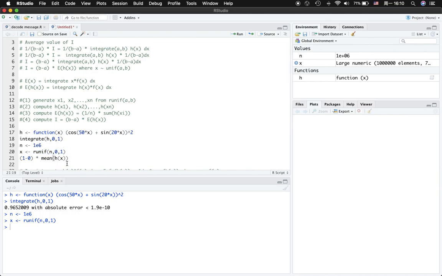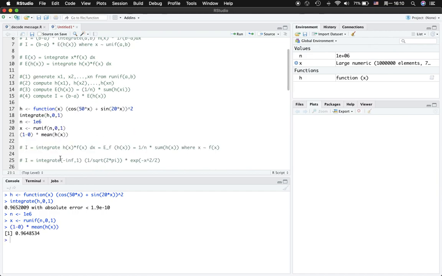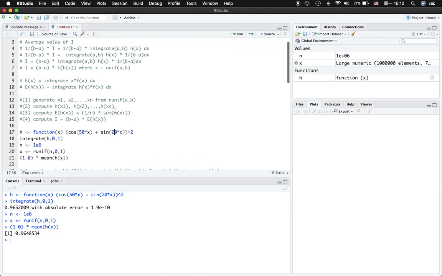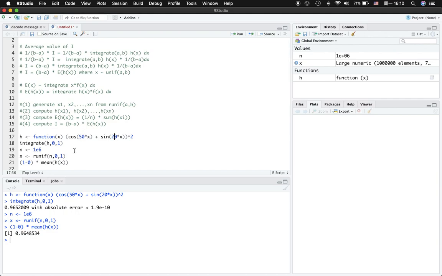And now we use the formula here, using 1 minus 0, which is b minus a here, multiplied by the expectation of h of x. In our case, it's just the mean of h of x. Okay, so now we can see that our estimation is very close to the actual value here. So this is a special case where we are interested in the interval from 0 to 1, so that we can use the uniform distribution from 0 to 1.